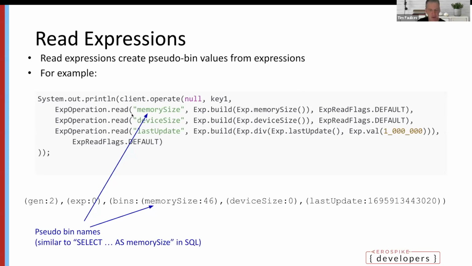So the first one is I'm going to create a new fake bin called memory size, and the value of that is simply going to be the metadata memory size. Bear in mind that in version 7, memory size and device size have gone away, and it's record size. So this code would work pre-version 7.